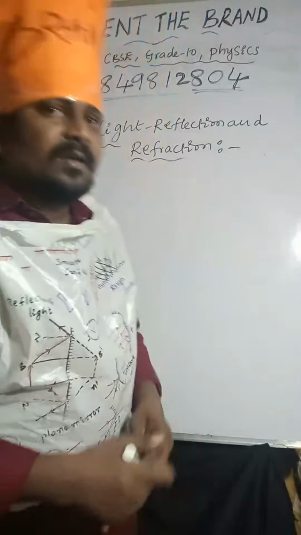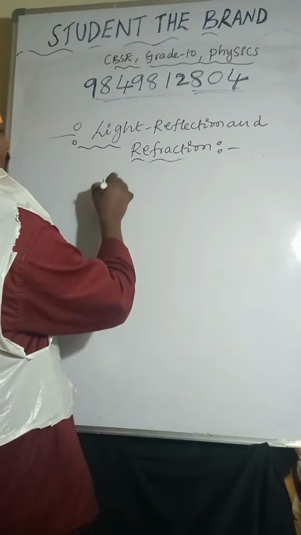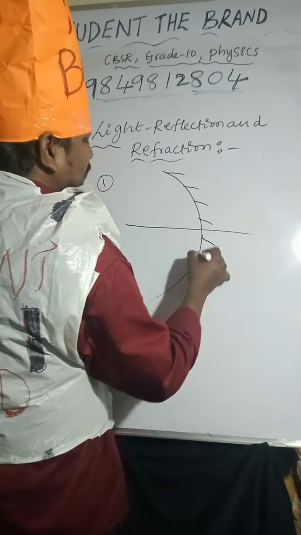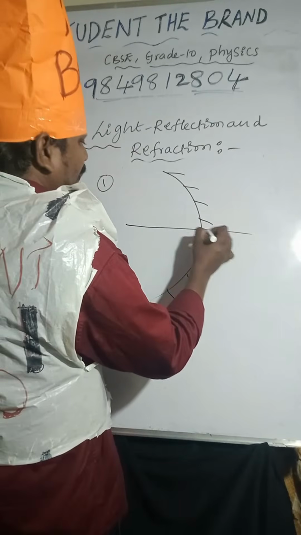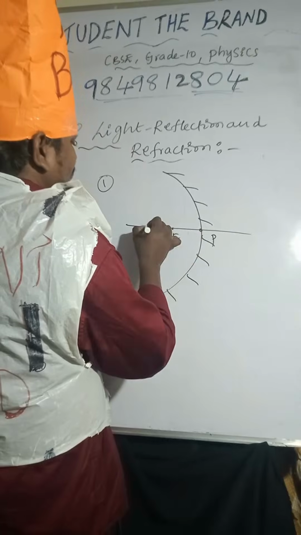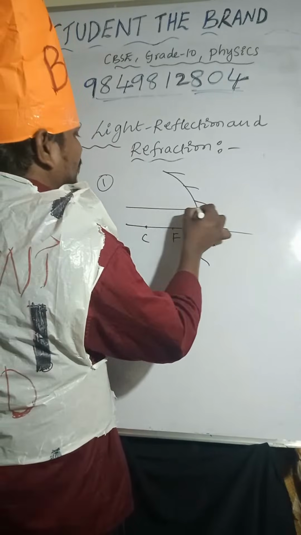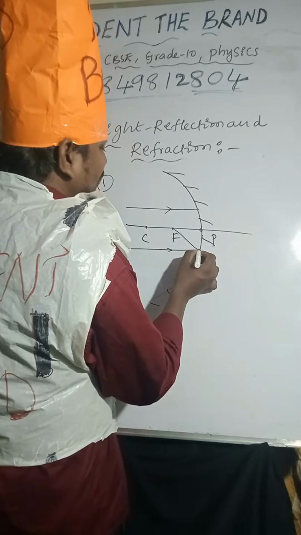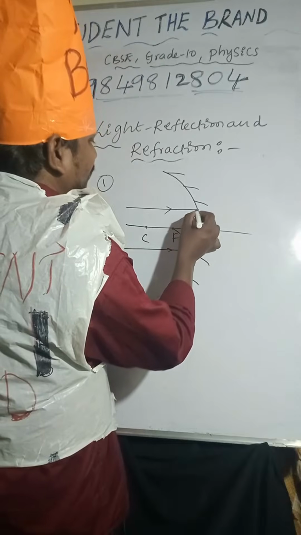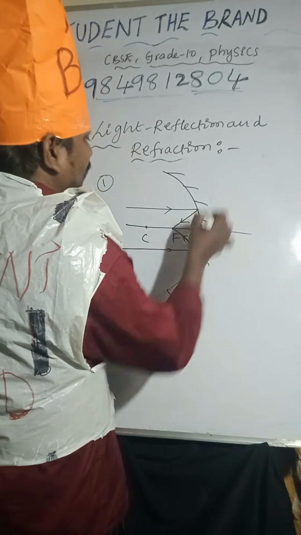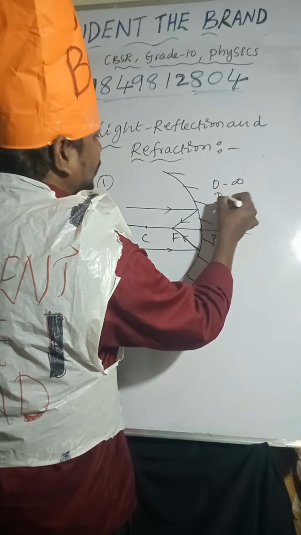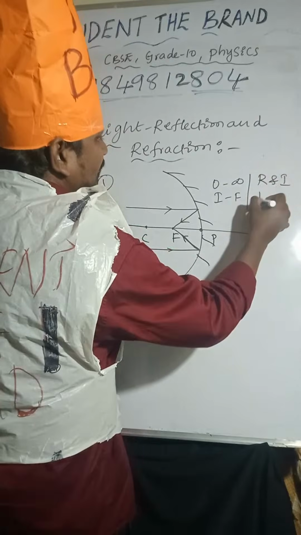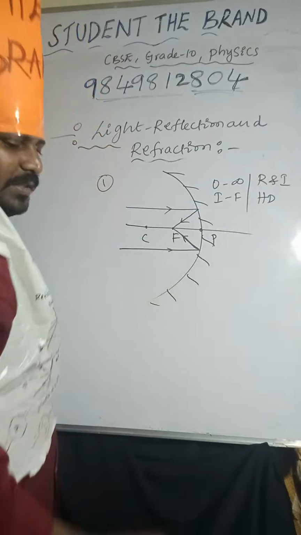First image formation for concave mirror. So I'm taking the concave mirror like this. This is the pole, focus, center of curvature. Light rays are coming from infinity. After reflection, these light rays are meeting at one point. So object is at infinity, image is forming at focus, nature of the image is real and inverted, and size of the image is highly diminished. So that is the first one.